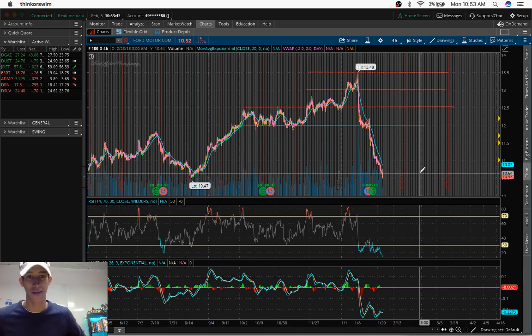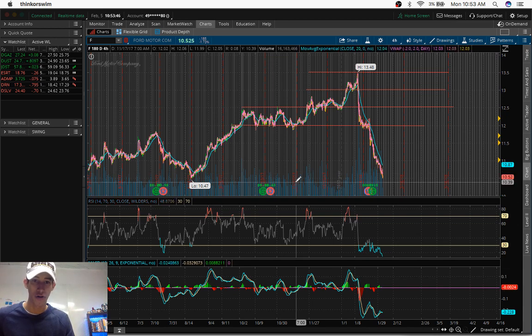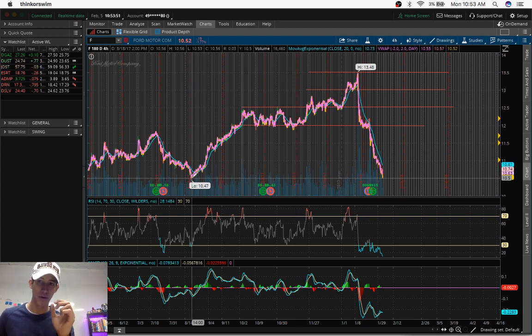This is Ford, like the one that makes the vehicle that you probably drive. So the $10.50 support, do you guys see that support level that it previously had? Does that mean 100% that Ford is going to bounce here? No. So does this mean that it's a good buy right now? No. I can't stress how important it is to wait for the confirmation.